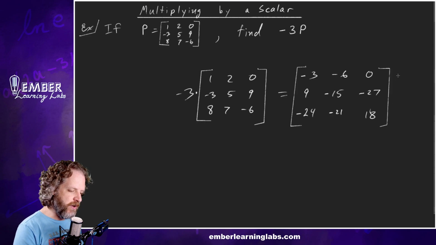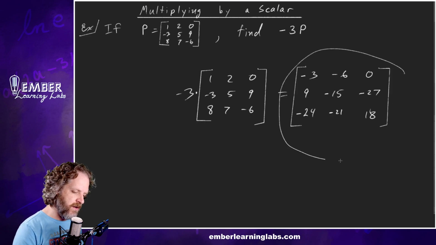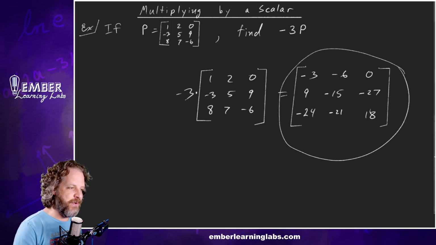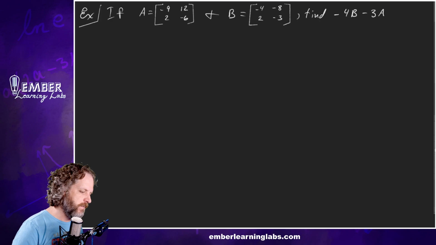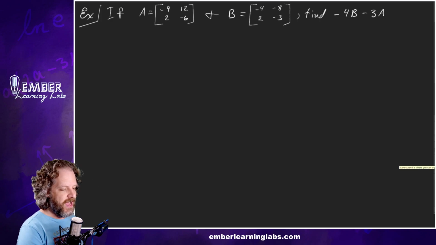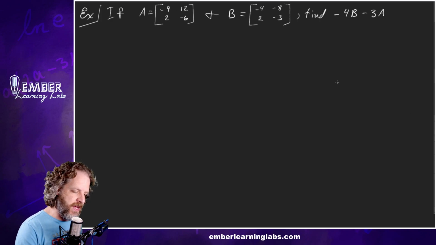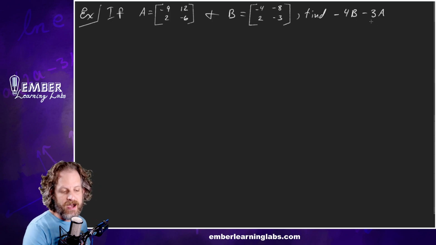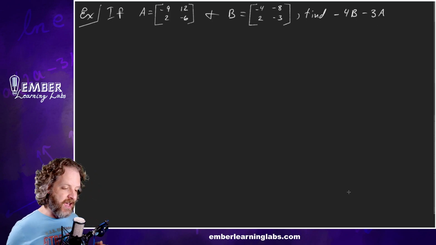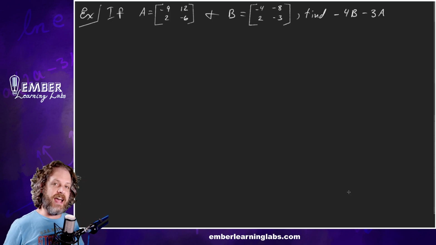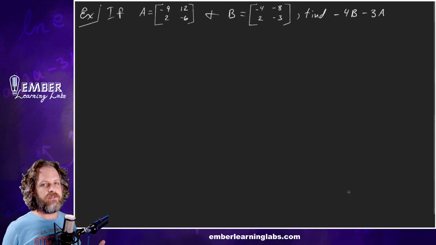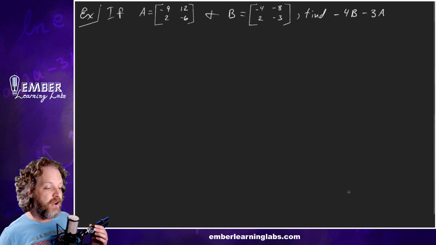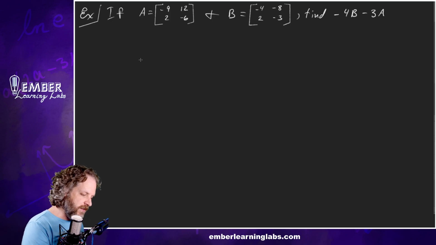All right, let's put these two things together in one last example, and then we'll be done. So if A equals that matrix and B equals that matrix, find -4B minus 3A. We do this the same order of operations that we've always done. We multiply first and then we do addition and subtraction. So let's take a look at this guy.